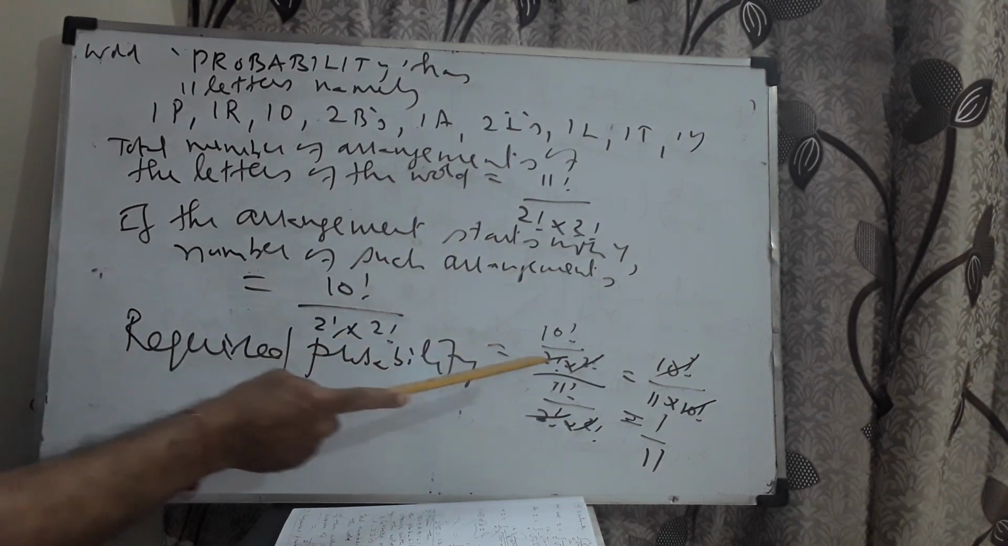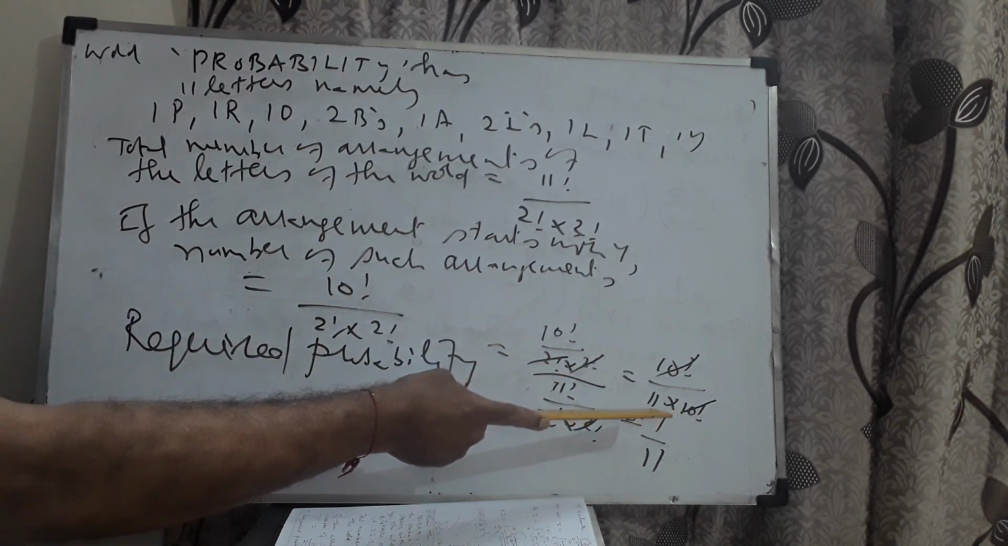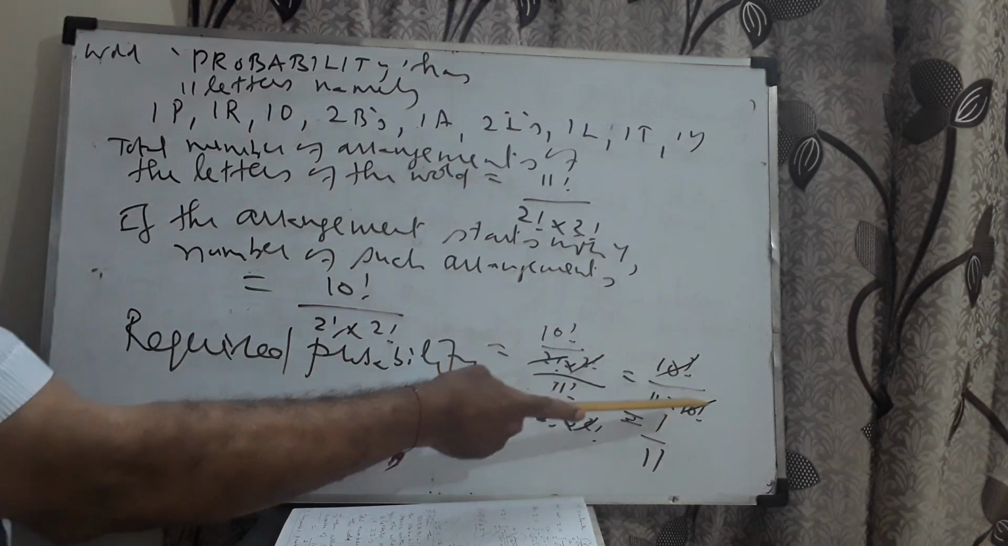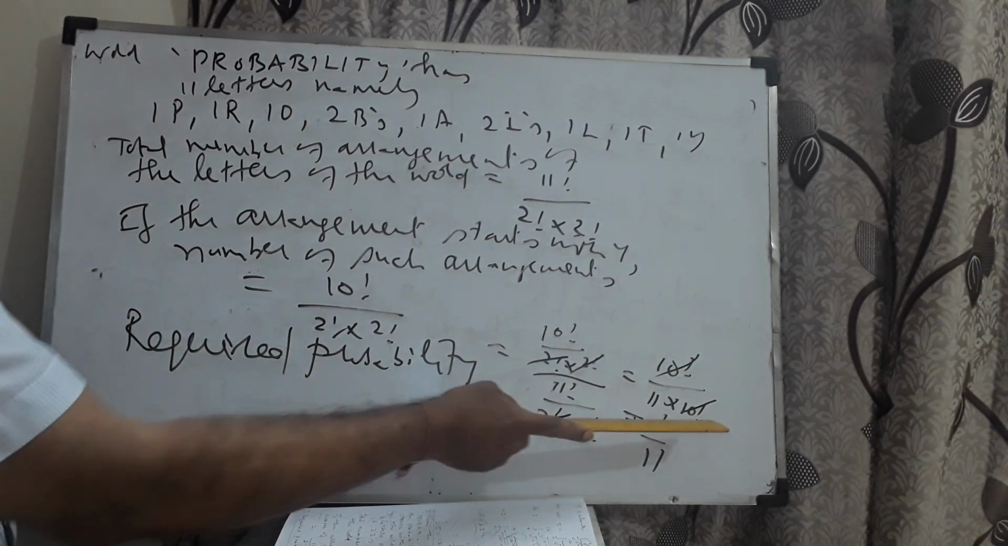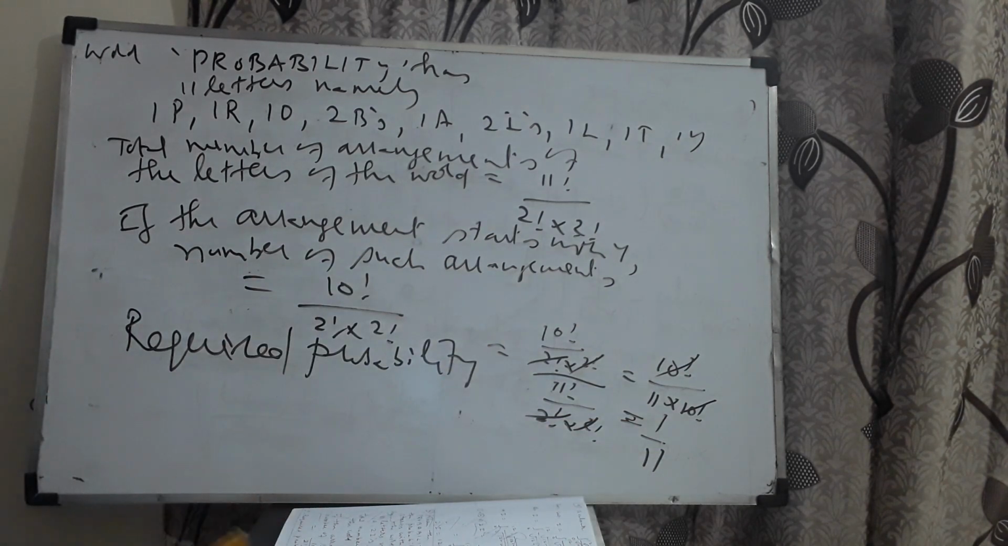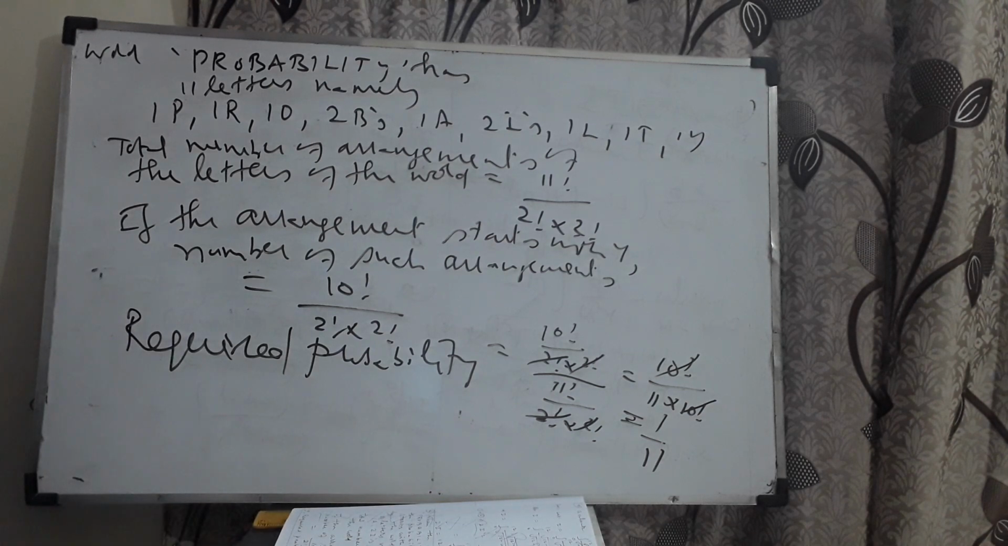The event is A. Now here 2 factorial gets cancelled. N factorial can be written as N into N minus 1 factorial. Therefore 11 into 10 factorial will make 10 factorial get cancelled, which is there in the numerator. My final answer will be 1 by 11. Therefore 1 by 11 is the probability that the arrangement starts with Y.